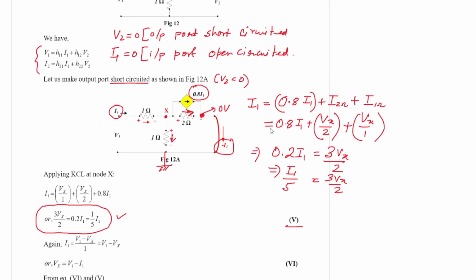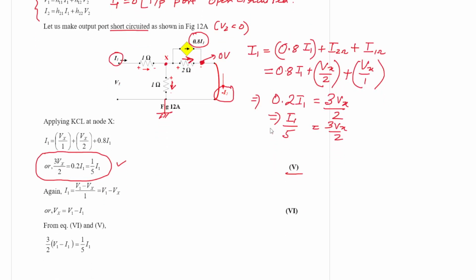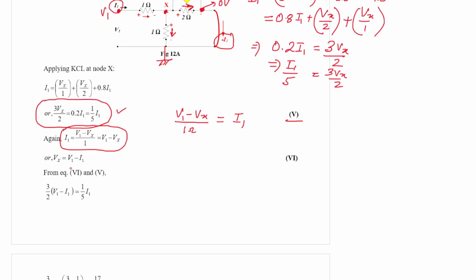Next, again we can write what is I1. You see, this node has potential V1, and this is Vx. So the potential drop between these two nodes is V1 minus Vx. The resistance is 1 ohm, so this current is I1. So I1 is equal to V1 minus Vx by 1, which is V1 minus Vx. So you can write Vx equal to V1 minus I1, which is equation 6.